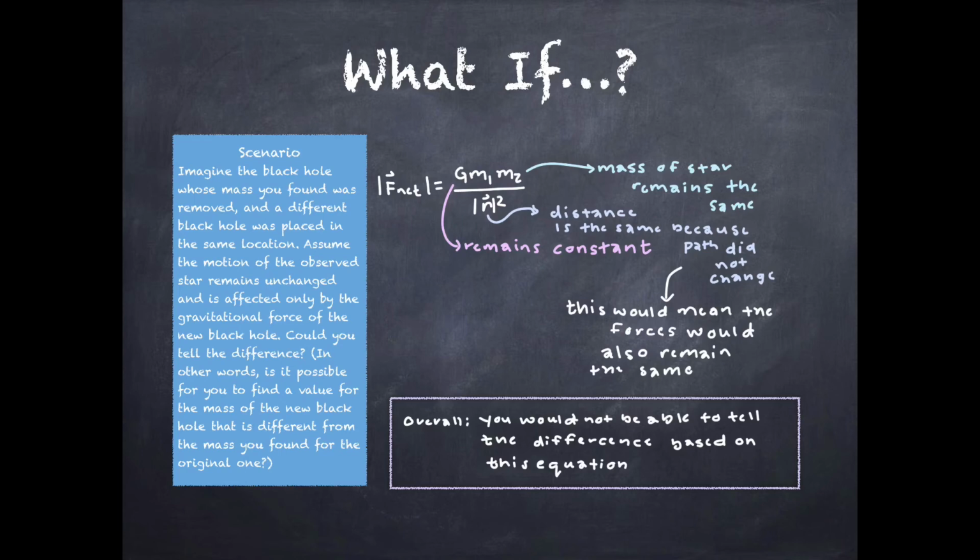So ultimately, based on this formula, we are not going to be able to know if the second mass is going to be different from what we calculated already. And that is it.